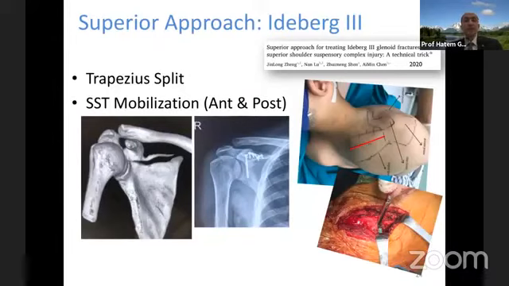These guys describe the superior approach for the Ideberg type 3. So you go in from superior, this is the scapula, clavicle, AC joint. They go on the supraspinatus, and then they mobilize the supraspinatus either anterior or posterior, taking care of the suprascapular nerve and artery, and fix the scapular fracture from superior with internal fixation screws and mini plates.